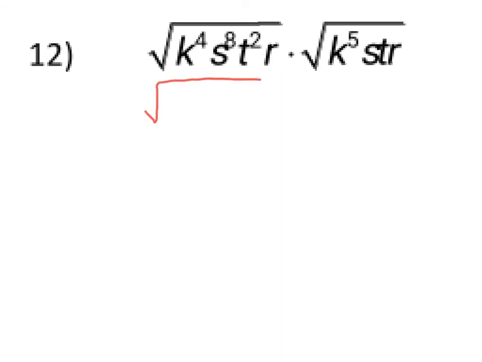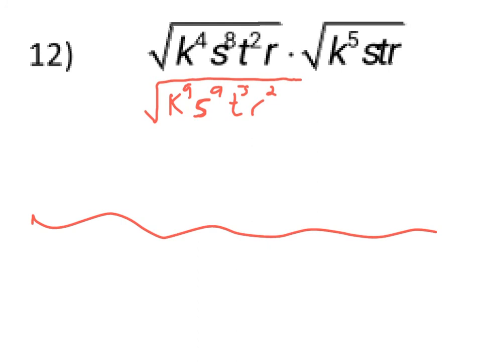When you do that, you'll get k to the 9th, s, 8, and then one more is 9. It looks like 5, but it's an s. t squared and t, together they are t to the third. And then r and r make r squared. And the next thing you've got to try and do is, it's going to take up a lot of this space here. But since it's square roots, the index is a 2. So you will try and take out all of your variables in chunks of 2.